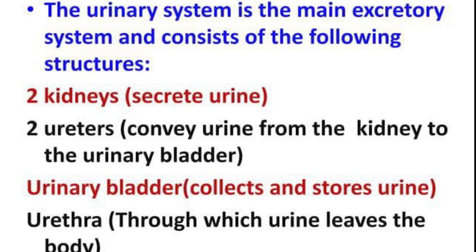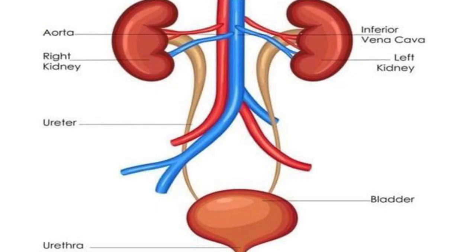It is also connected with the urinary bladder. What is meant by the urinary bladder? It mainly collects and stores the urine. Another part is the urethra, through which urine leaves the body. So this is the structure of the urinary system.